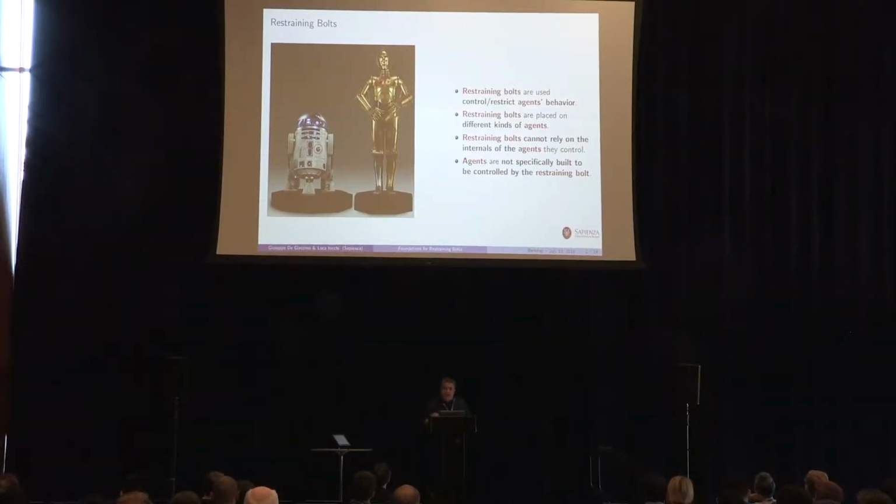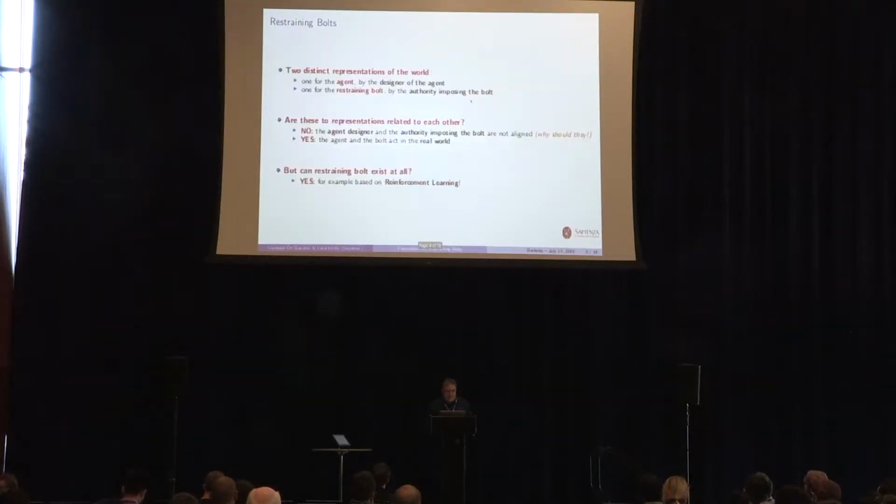What does it mean? It means that the restraining bolt cannot rely on the internals of the robot because it has to be generic. And also, the robot here, called the agent, is not built to accept the restraining bolt. Remember that in Star Wars, restraining bolts are put on by the pirates, right? So you would like to build a robot that is resistant to the restraining bolt.